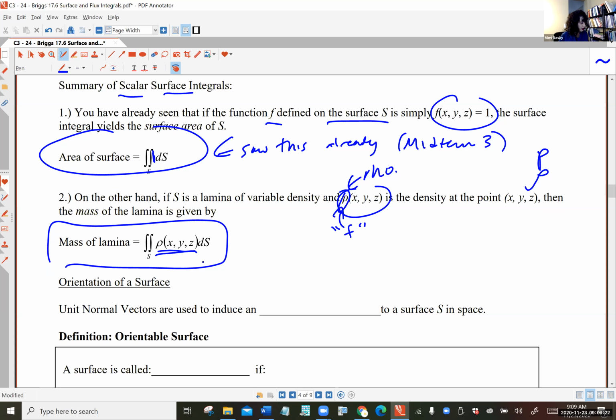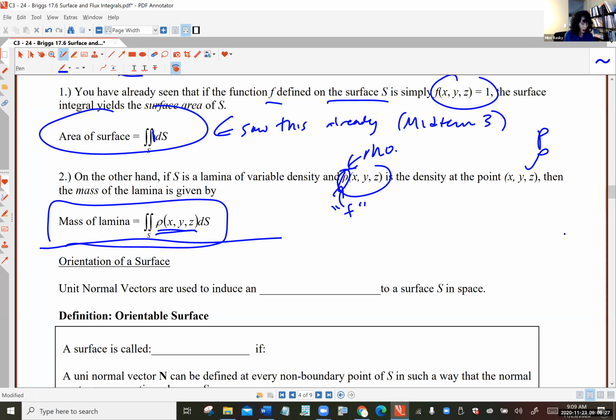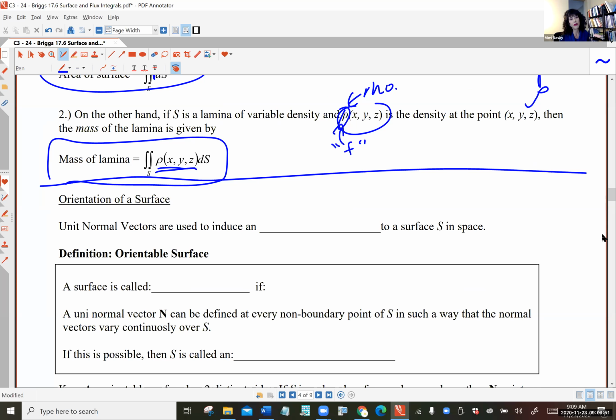Okay, fine. Now let's move on to the second half of this lecture, which is probably the more important part, because most physics folks rarely do scalar surface integrals. They're more concerned with vector fields, so they're more into flux. Flux integrals are basically a surface integral that you use to find flux, which we'll talk about in a second. First, let's talk about orientation of a surface.